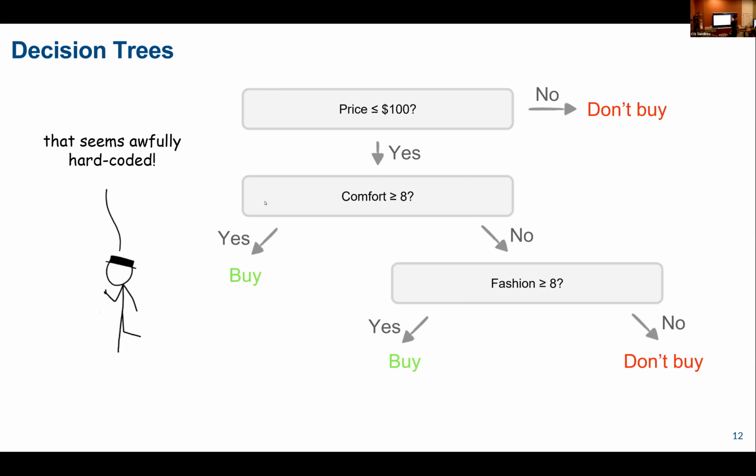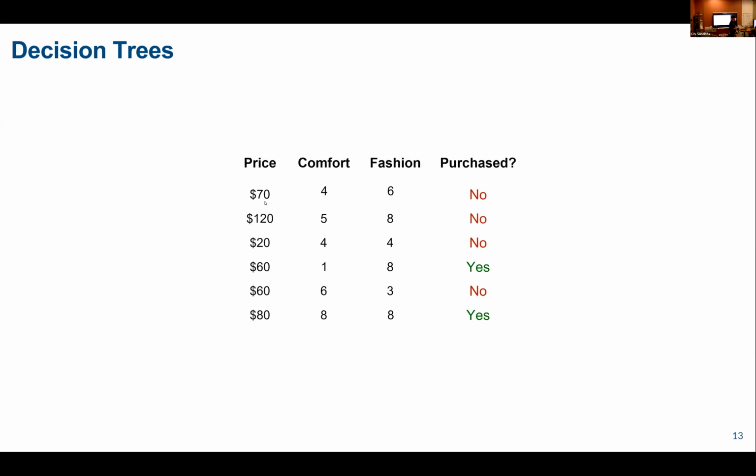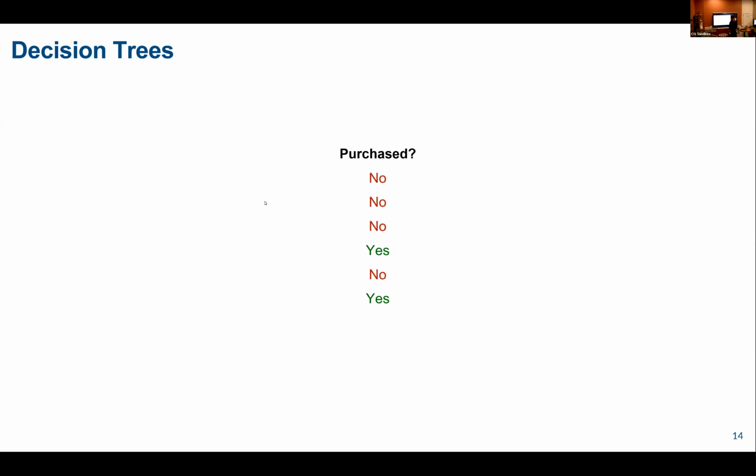So instead of us generating the questions, how do we make the computer generate the questions? That's the central principle behind decision trees. For example, let's take a look at this little data sample. In particular, let's focus on this column, which says whether or not they were purchased. This question has two possible answers: yes, it was purchased, or no, it wasn't purchased.